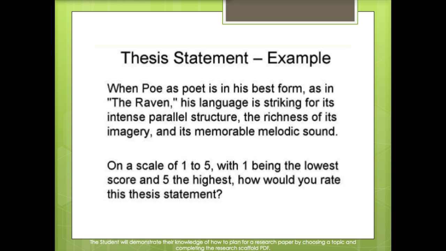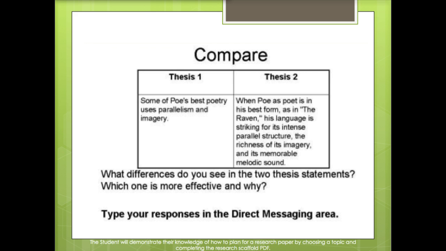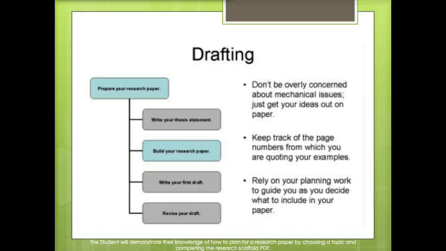Again, this is another example of a student thesis. What is the difference that you see in these two thesis statements? Why is one more effective than the other? Well, okay, let's look at thesis 1. Some of Poe's best poetry uses parallelism, sorry, that word's hard, and imagery. Thesis 2. When Poe as a poet is in his best form, as in The Raven, his language is striking for its intense parallel structure and the richness of its imagery and its memorable melodic sound. Well, thesis 2 is actually kind of giving you parallelism and imagery. So it definitely gives the reader a more specific view of what you will be talking about.